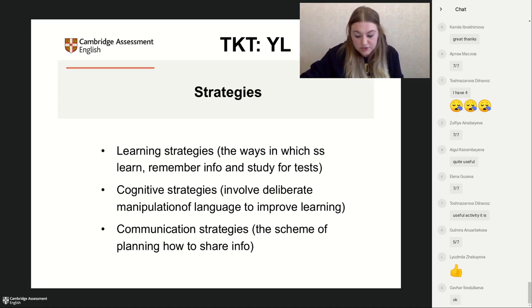As for cognitive strategies, that's everything about learning styles, like visual, auditory, physical, social, so what do we have? Solitary, verbal, logical, so everything about this. And communication strategies, they are the ways of planning how to share the information. We'll have a look at them.